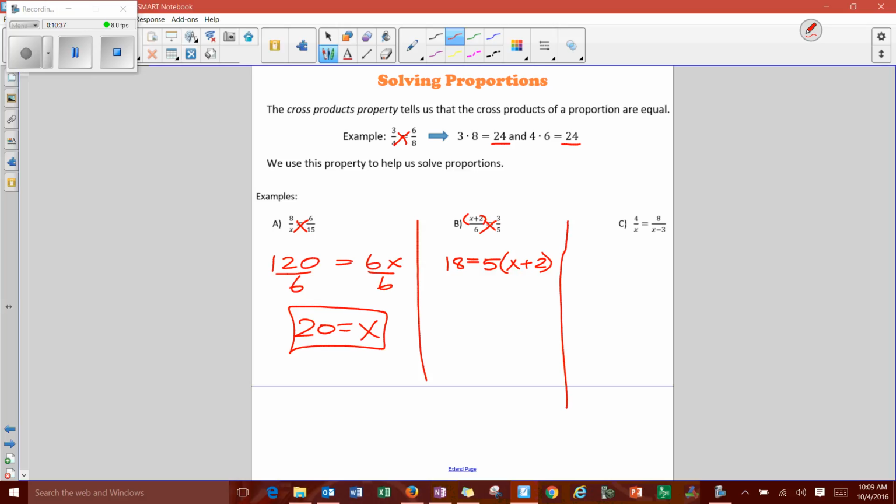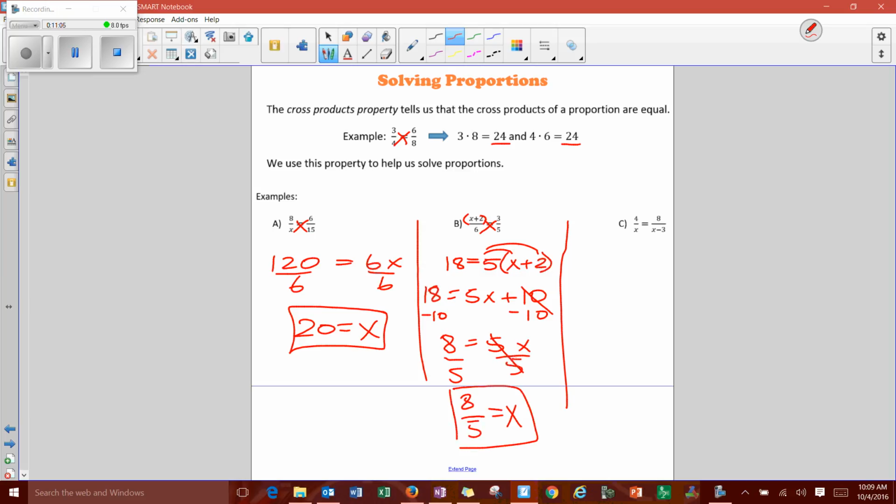Now what does that mean? That means I have to distribute this 5. So I have 18 is equal to 5x plus 10, right? And now solving this equation, I subtract 10 from both sides. That cancels. I have 8 is equal to 5x. And now I have to divide both sides by 5. And I get x is equal to 8 over 5.